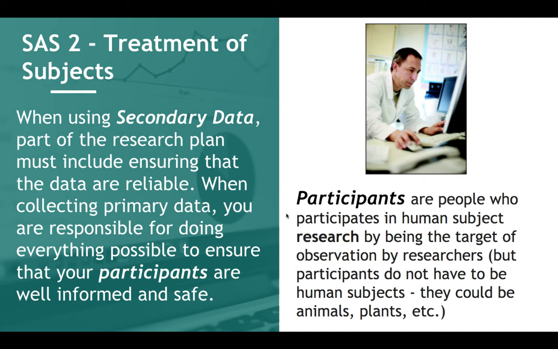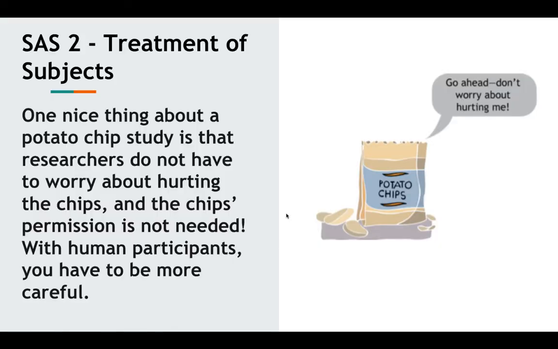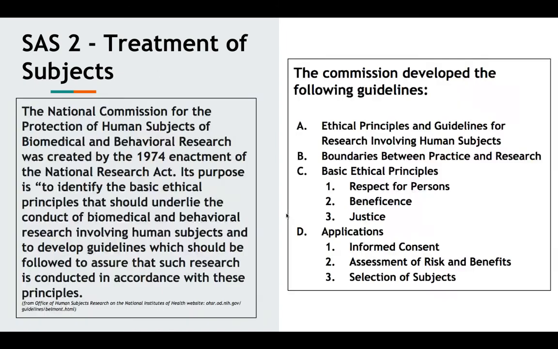Understand the participants do not have to be human subjects. They can be animals, plants, etc. Let's think back. What was the type of participant we used when we talked about those potato chips? They weren't humans. They're chips, right? Go ahead. Don't worry about hurting me. One nice thing about the potato chip study is that researchers don't have to worry about hurting the chips, and the chips don't need to give us their permission. With human participants, we have to be a lot more careful.